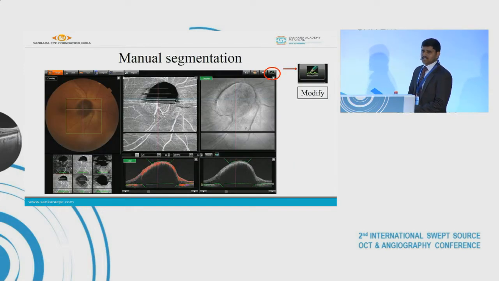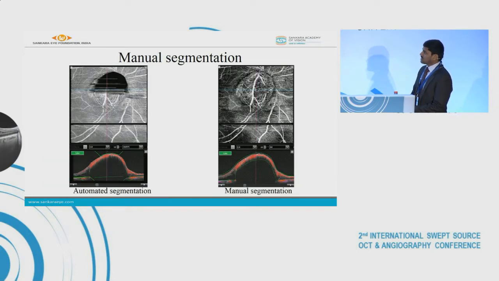The key to image a retinal tumor is manual segmentation. So here we can see the difference. We can get such beautiful images only if we do a manual segmentation by segmenting both the layers in all the scans frame by frame.